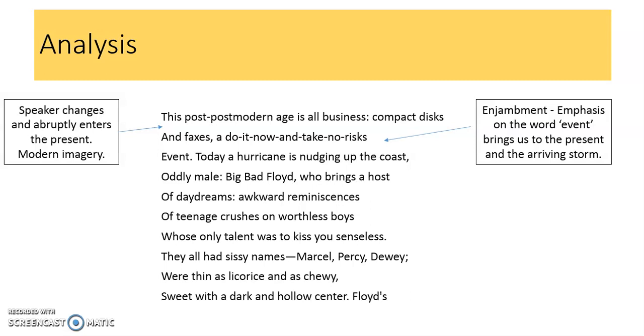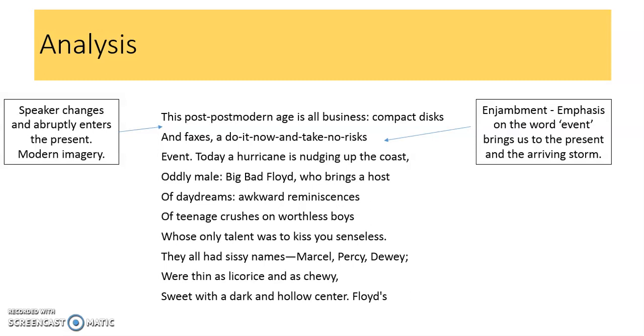There's a use here of enjambment. So remember we looked at that technique right at the start. So enjambment is where the line runs over onto the next line. So we've got "a do it now and take no risks event". So emphasis on the word "event" brings us back to the present and possibly alerts us to this arriving storm and what's happening. And she continues to talk about the storm.